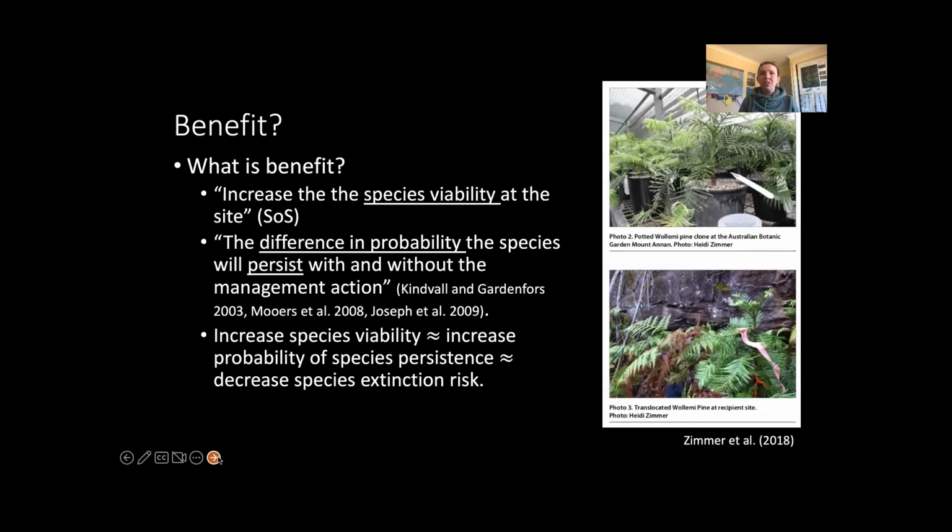So the other side to talking about cost is talking about benefit. And what is the benefit of translocation? Well, the aim is that the translocation would increase the species viability in the wild. And what does that actually mean? It's the difference in probability that the species will persist with and without the management action. So going back to the saying, all your eggs in one basket, if you, for example, establish a new site at a new location which isn't affected by the same threats, you're halving your extinction risk. And so translocation can have quite a significant benefit.